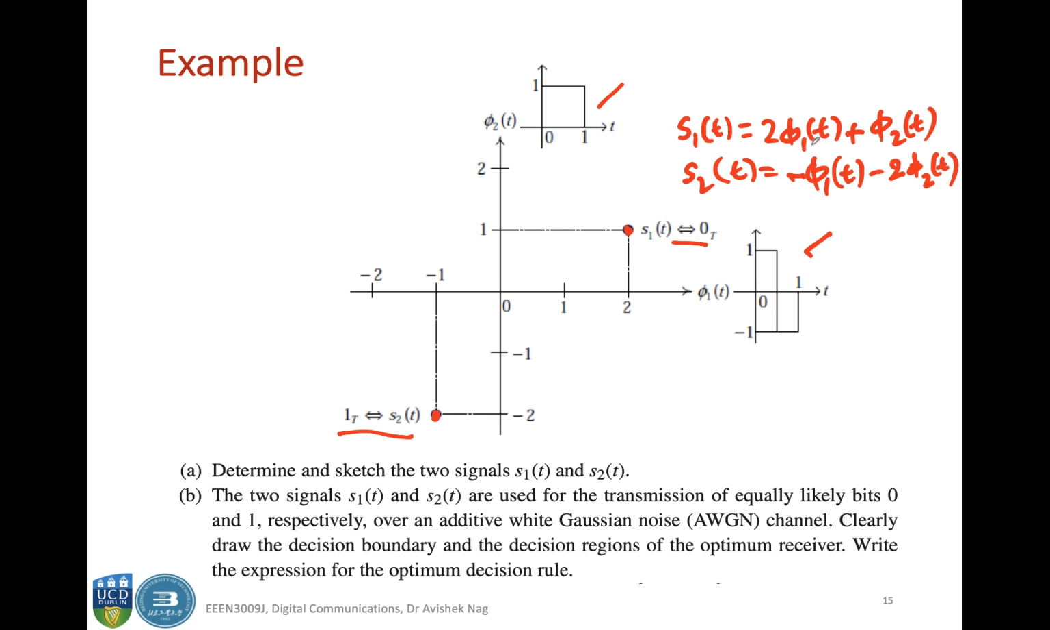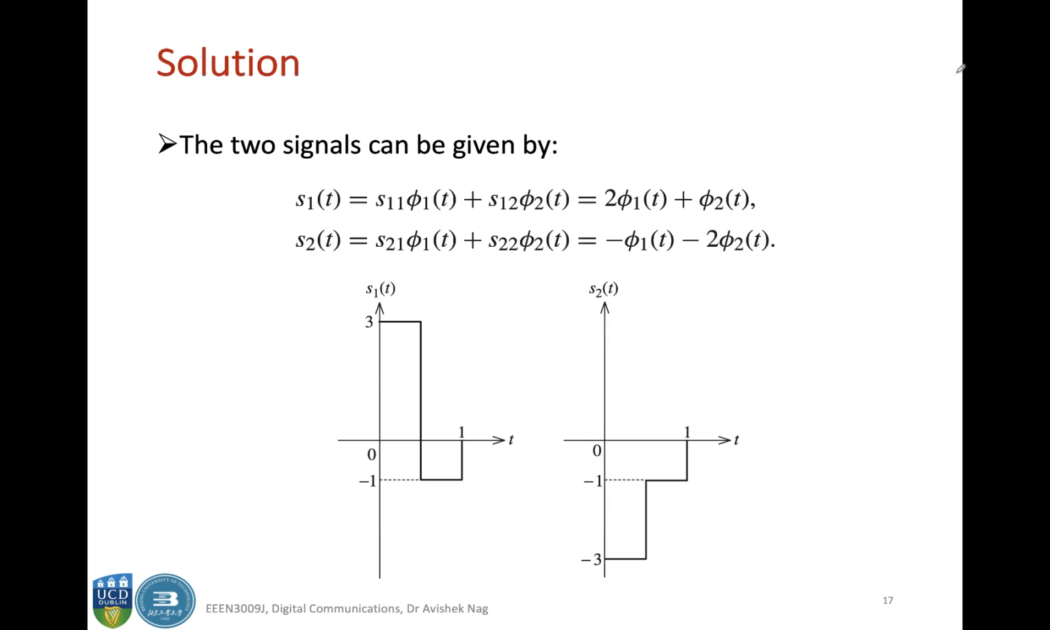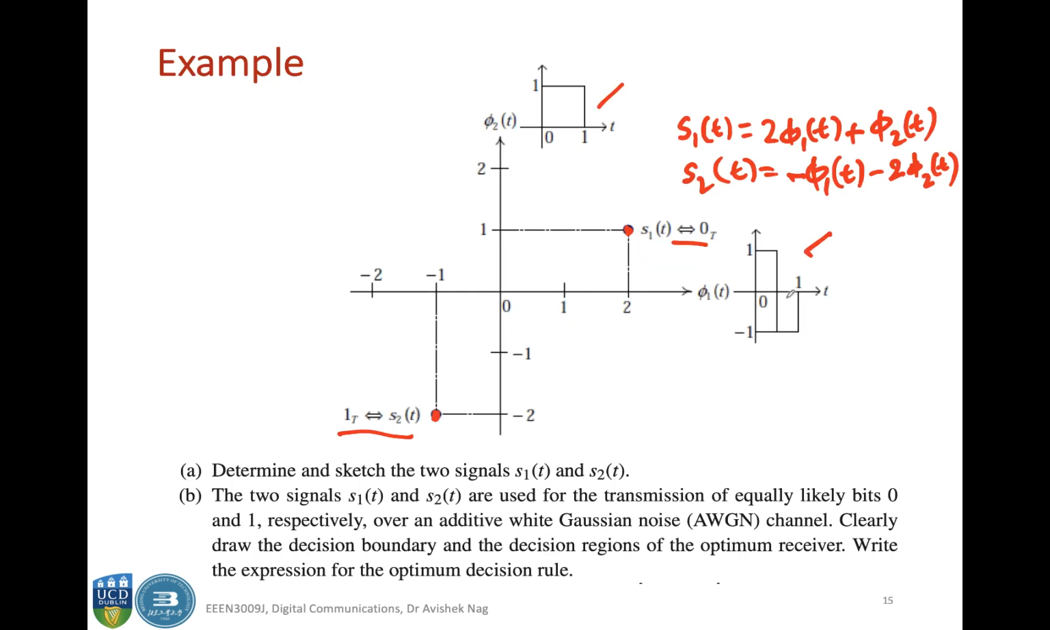So now you know how phi 1 looks, how phi 2 looks, so you can now draw based on this expression. So the drawings will be like this. Okay, so see, they are writing the signals in terms of phi 1 and phi 2 just as I did, and then you can have a drawing like this. Okay, so let's look into the part B.